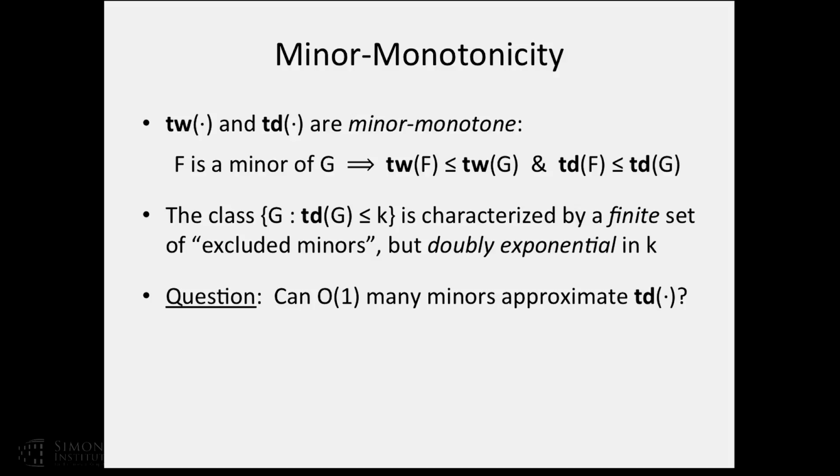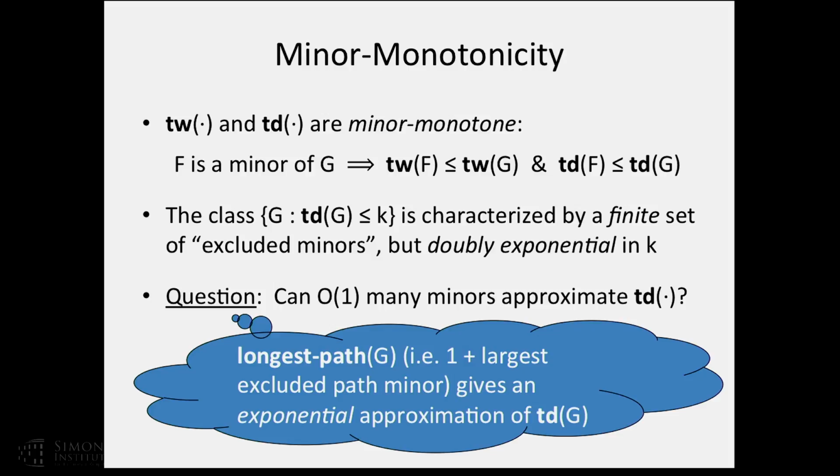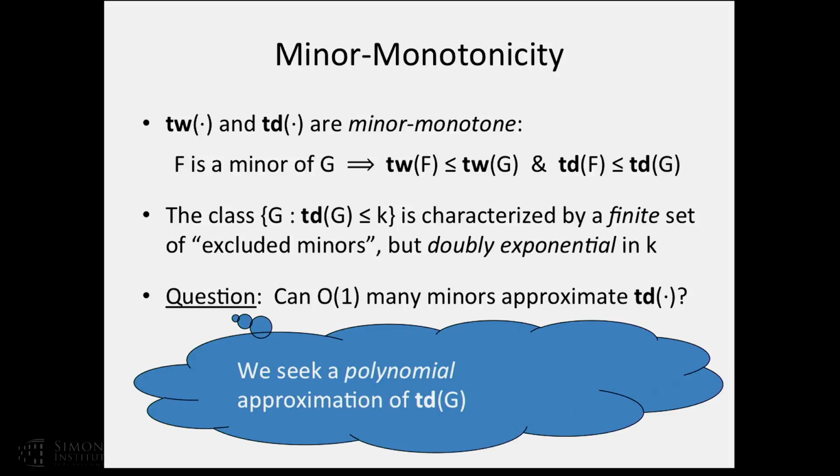a question you could ask is, well, suppose I'm only interested in approximating tree depth. Is it possible that only constant many minors approximate this class for every k? And in particular, if you just look at the longest path in a graph G, which is the same as the largest path minor in the graph, then already you're getting an exponential approximation. So just the class of paths gives an exponential approximation to tree depth. Okay? But for our result, we're going to seek a polynomial approximation of this parameter.